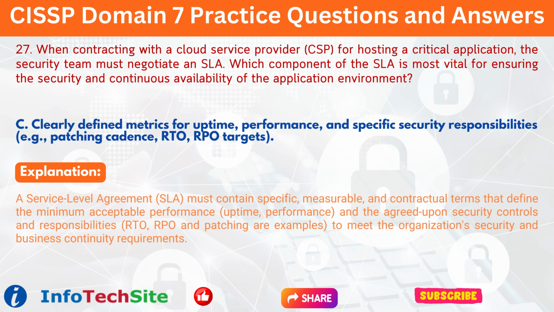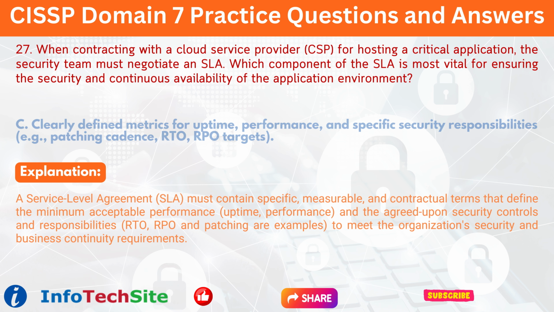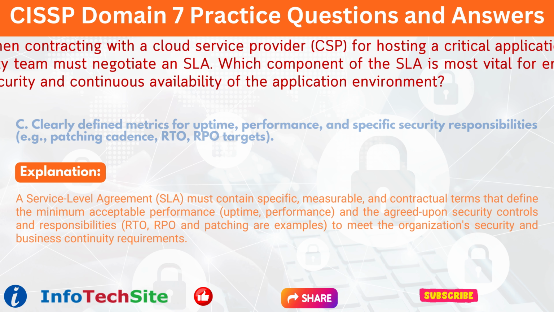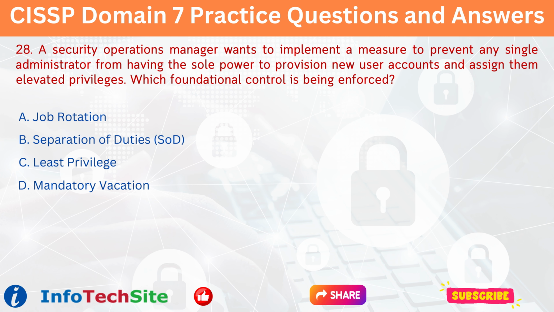The correct answer is C. Clearly defined metrics for uptime, performance, and specific security responsibilities, e.g., patching cadence, RTO, RPO targets. Explanation. A service-level agreement, SLA, must contain specific, measurable, and contractual terms that define the minimum acceptable performance and uptime, and the agreed-upon security controls and responsibilities, RTO, RPO, and patching are examples, to meet the organization's security and business continuity requirements.